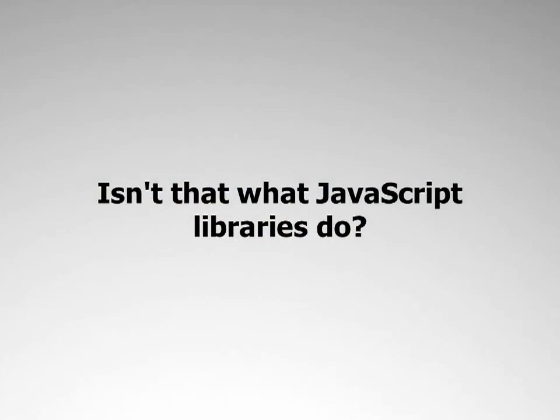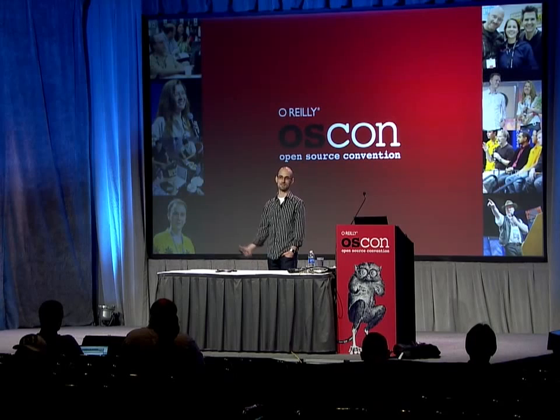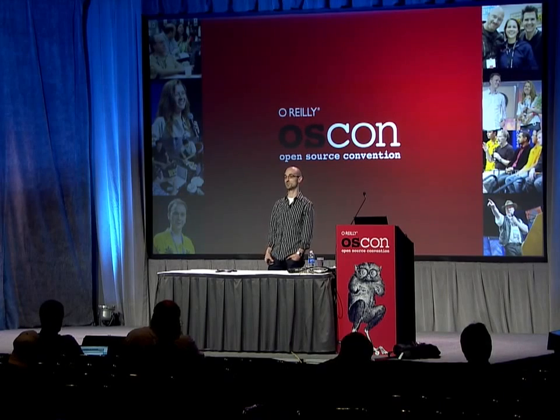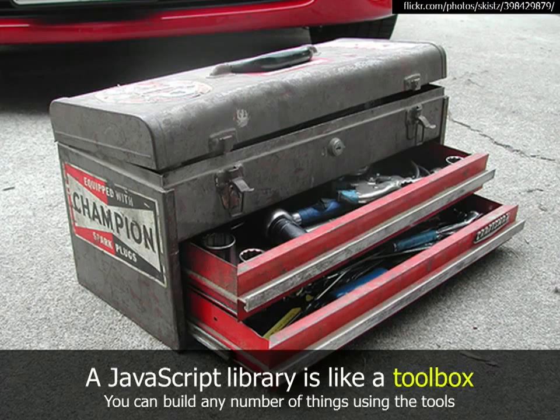Isn't that what JavaScript libraries do? A lot of times when I start out, people just say, well, I'm using jQuery, that's an application framework. Well, no, it's not. A JavaScript library is very different. A JavaScript library provides you with the tools to do a lot of different things. You could build an application framework on top of it. You could also just hack together a page really quickly. There's a number of things you can do, just like having a toolbox. It really depends on how you use what you have there.